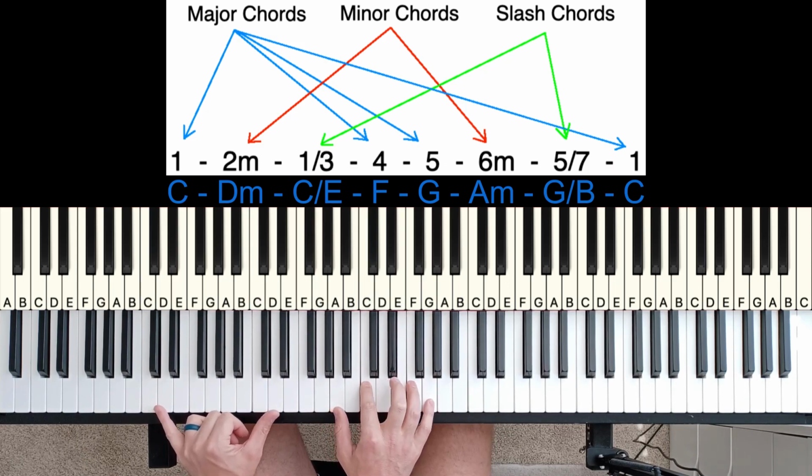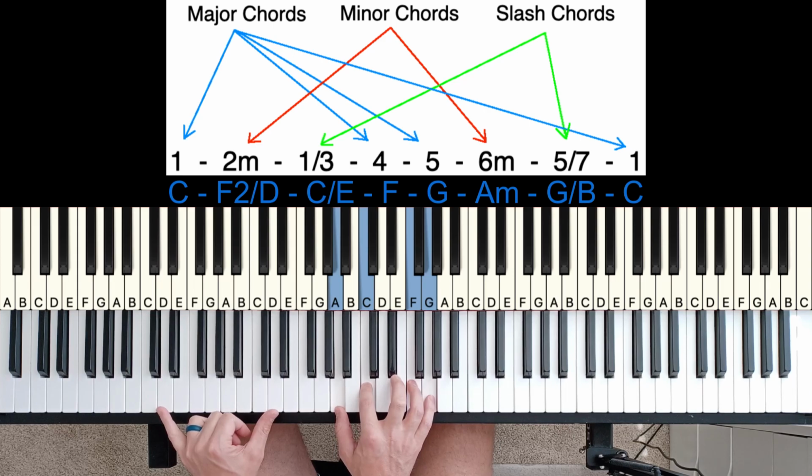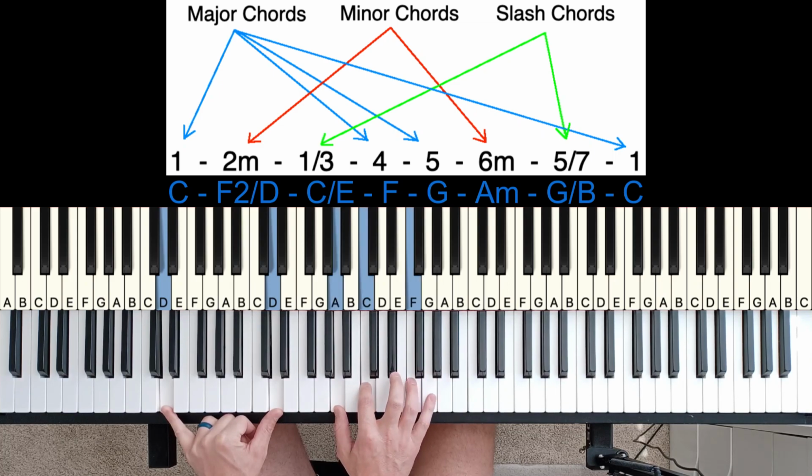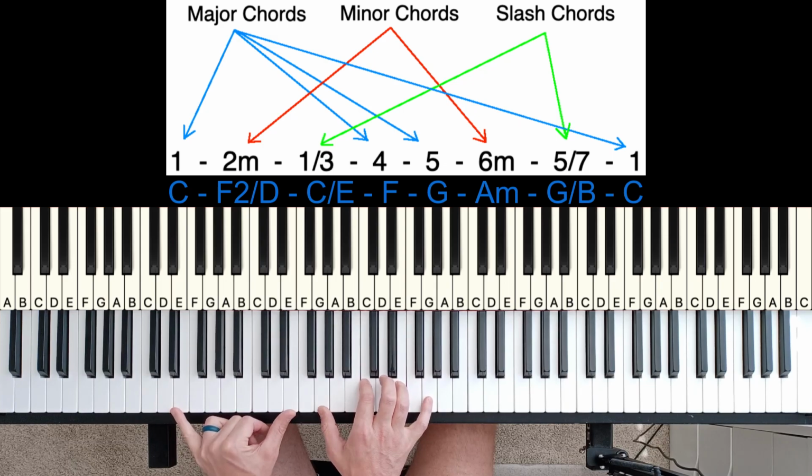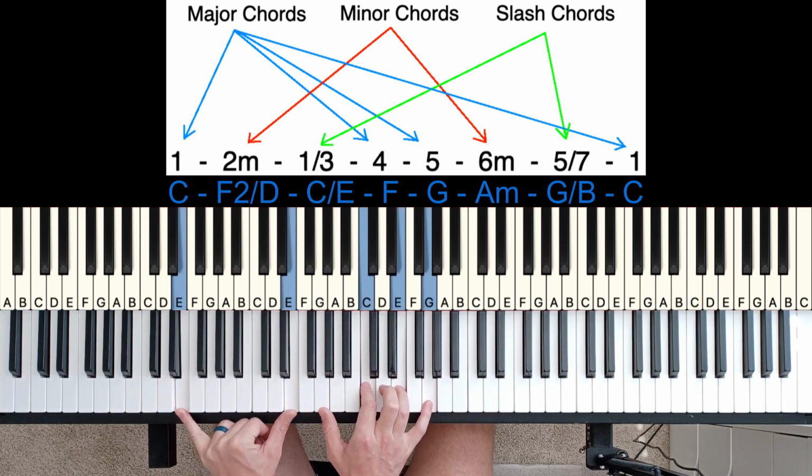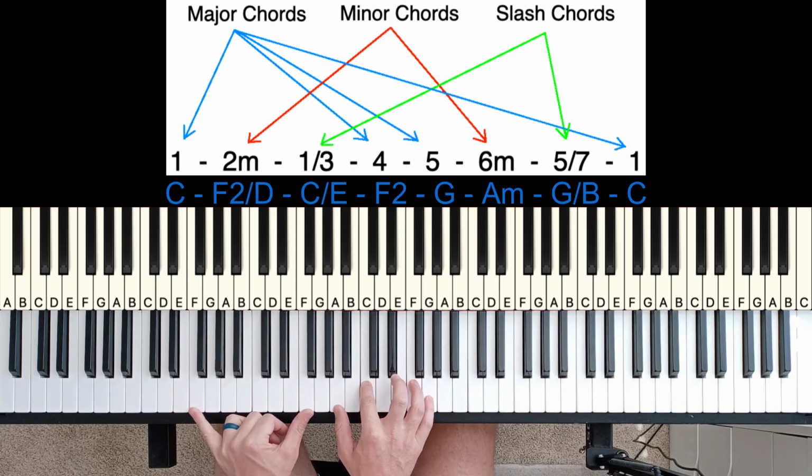So your first chord is a C, and we play that with octave Gs. And then our next chord is a F sus2 over a D. So we play it like this in place of that 2 minor. So it's a F sus2 over D. Our next chord is a 1 over 3. So that's a C with octave Gs. And then our next chord, our 4 chord, is a F sus2.